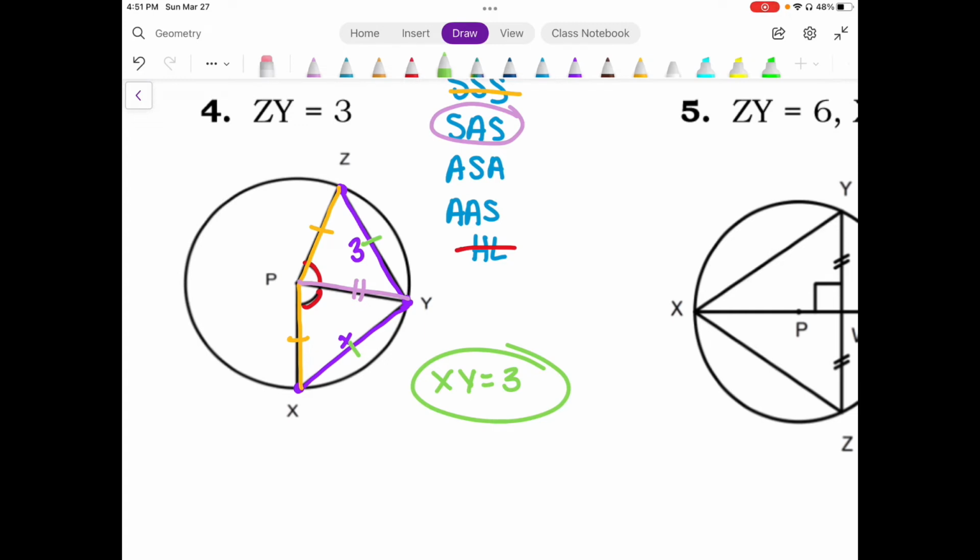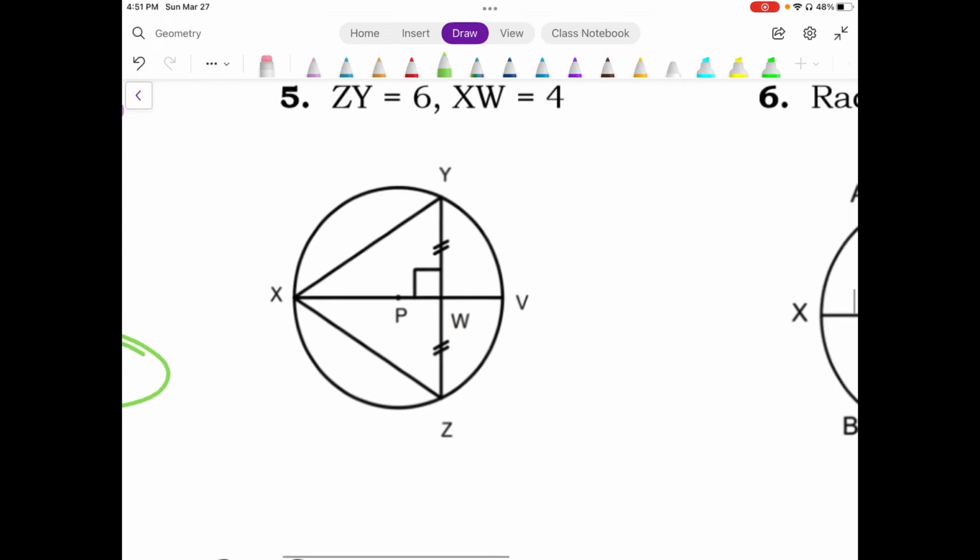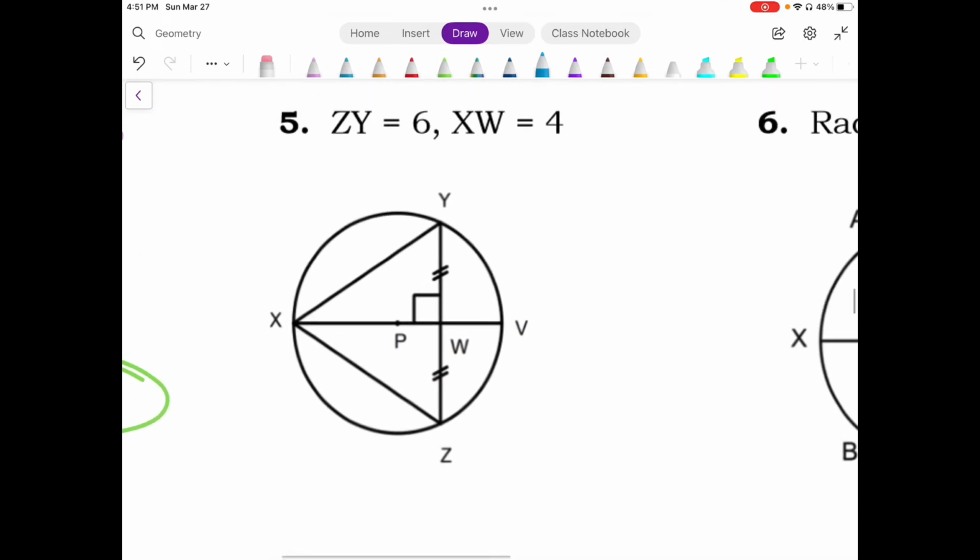Again, a little bit of review, a little bit of algebra. We got through it. Number 5. Number 5, first thing I'm going to do is I'm going to label everything. I know ZY is 6, which is going to be kind of hard to label, 6. And I know XW, which is this, is 4.